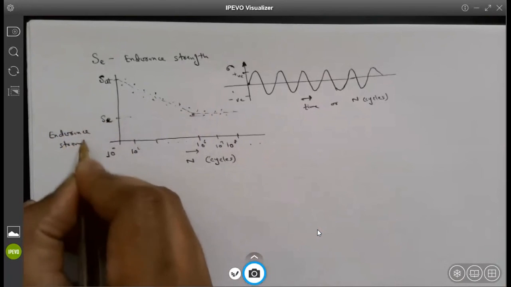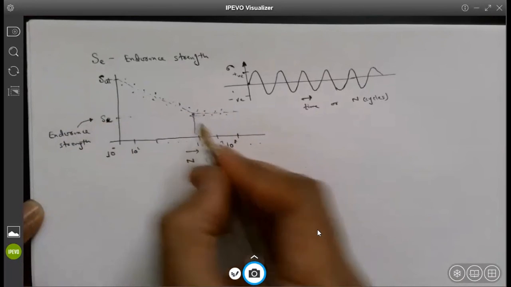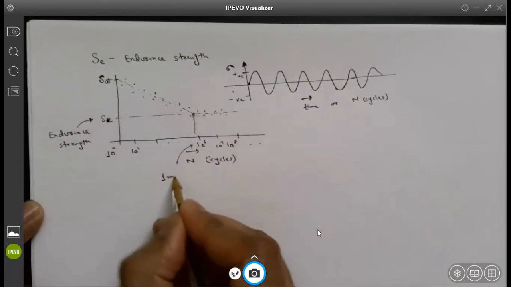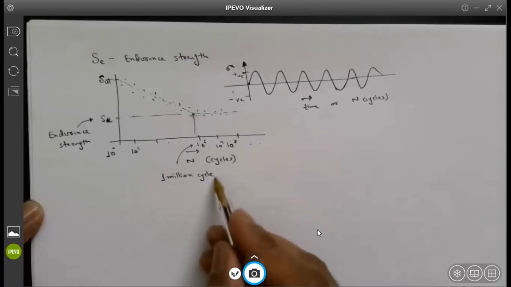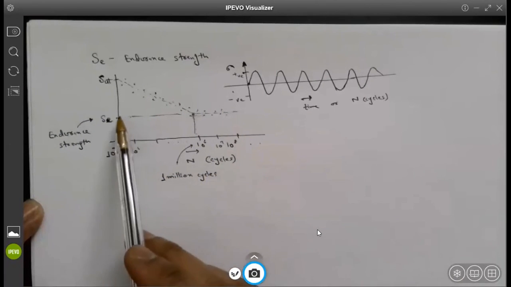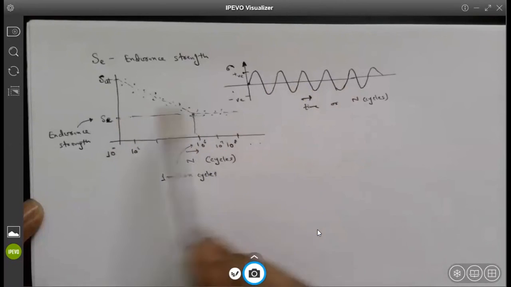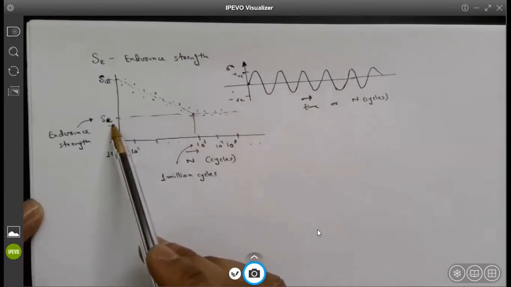Is that making sense to everybody so far? Yeah. This is 1 million cycles. So if a structural component can withstand a specific value of stress for 1 million cycles of repetitive loading and unloading, that value of stress is called the endurance strength of the material.